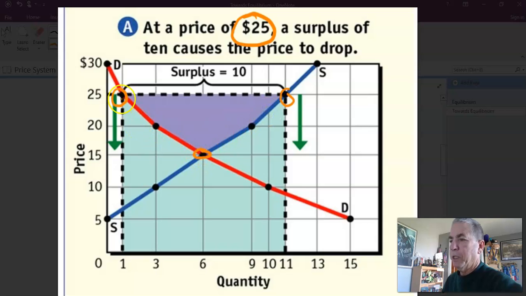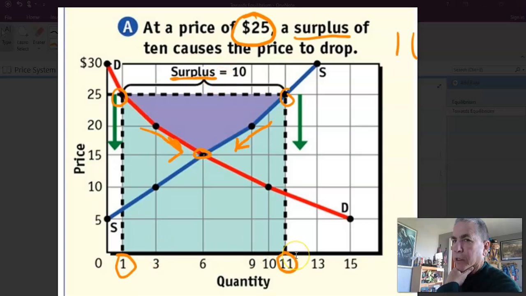But now because the price is way up here on the chart at $25, there's disagreement between the consumers and the suppliers of that product. And so what happens here is that this situation is creating something called a surplus. There's too much stuff on the market and there's no consumers that want to buy it.